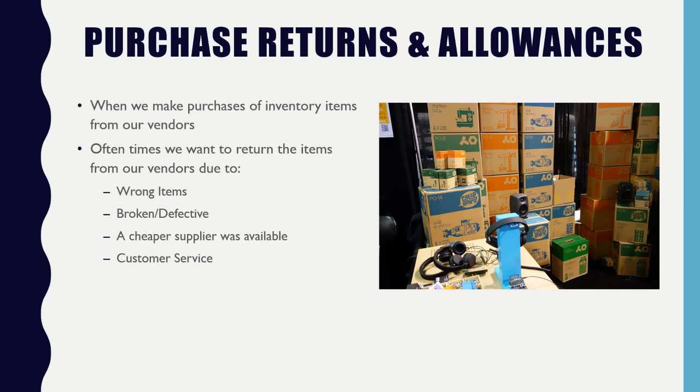Or also another one is customer service. If you know that their customer service is awful, their product promises to be something but it's not, and you've already tried this vendor before and you know that you're not getting anything out of it, that could be a very good reason why you would want to make a return. So that's why we're going to be introducing another contra account, which is going to be called the purchase returns and allowances. Hence the title of this section.